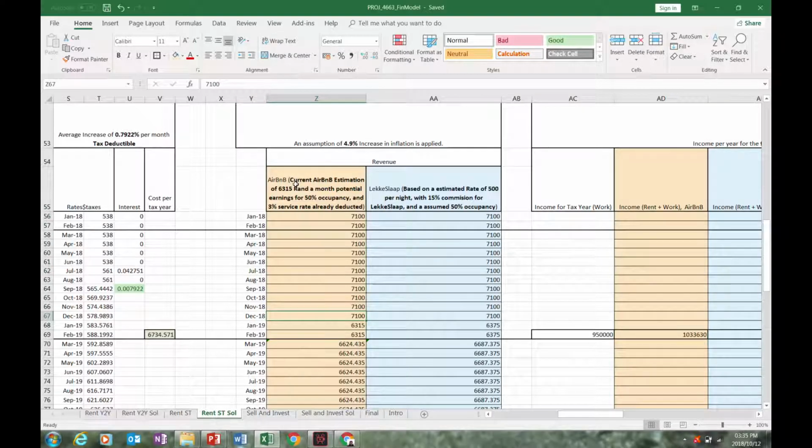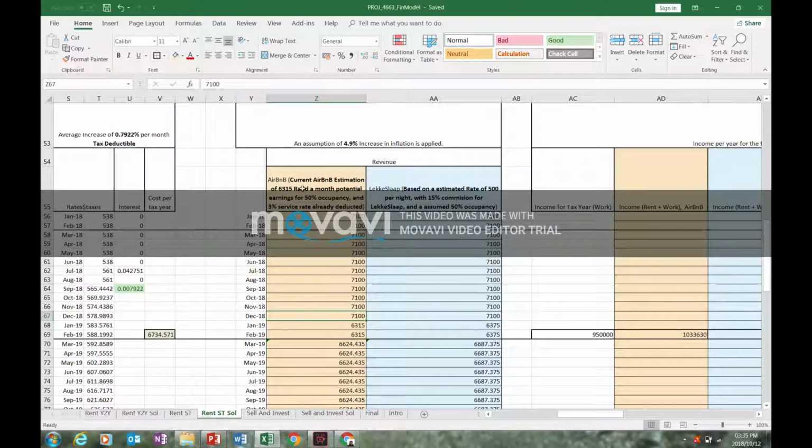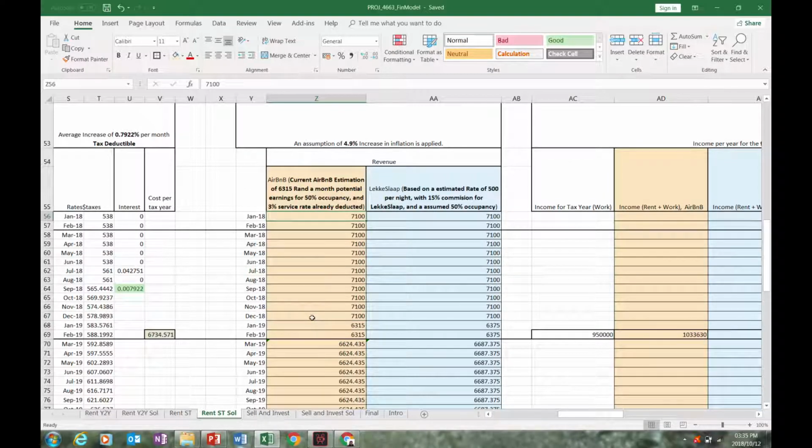Over here we have our rental income as determined by the MBOB website. The estimated monthly potential earnings of 6,315 for 50% occupancy minus the 3% service rate. So the 3% service rate is already deducted.